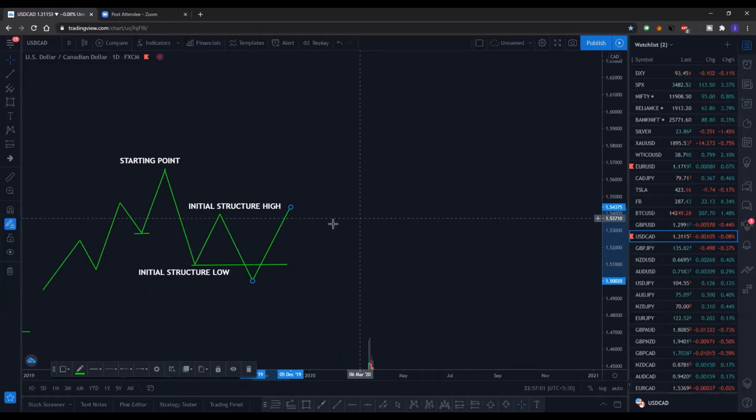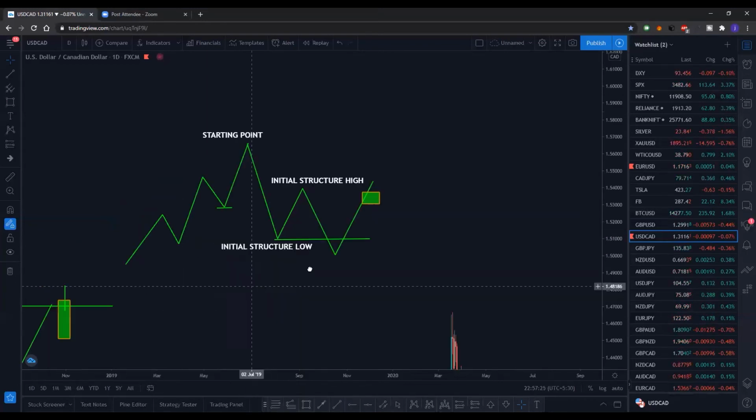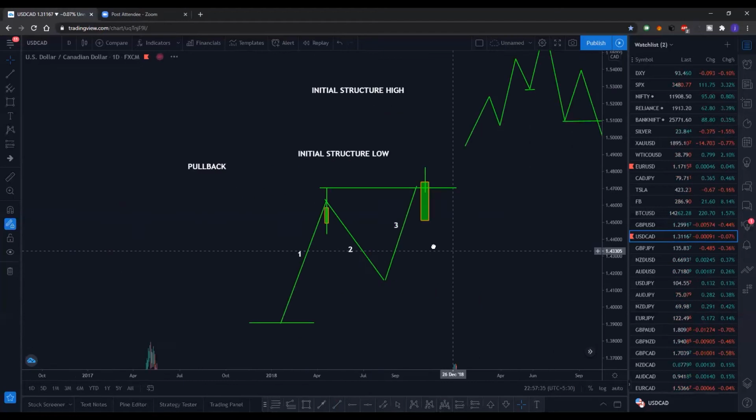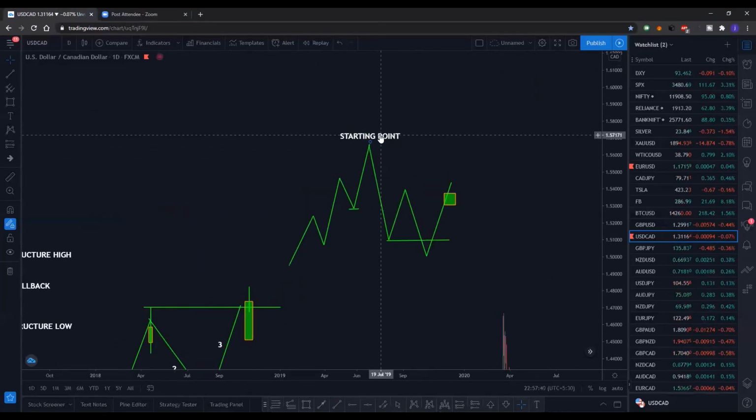However, if it closes like this, breaking and closing above the previous initial structure high, then we need to be careful because there are chances that the market can go into a consolidation point. But if we didn't break, we are still officially in a downtrend. All right, so let's take all these moves and do an example. Where is my starting point?